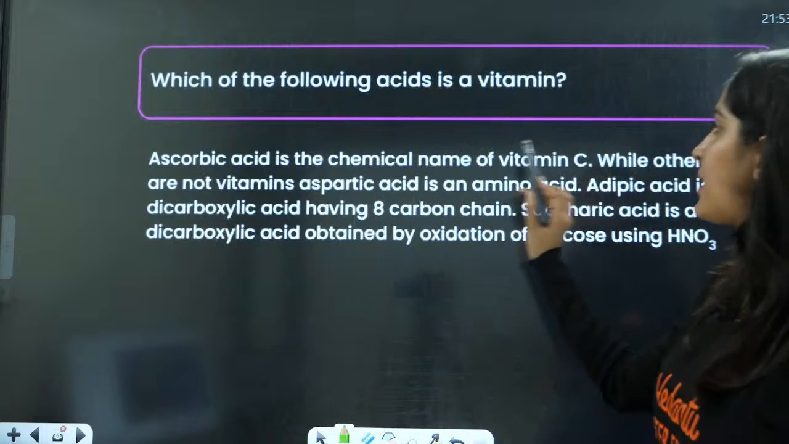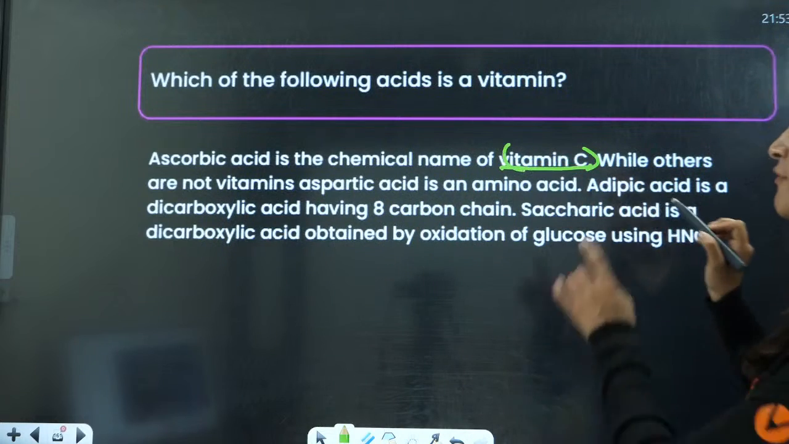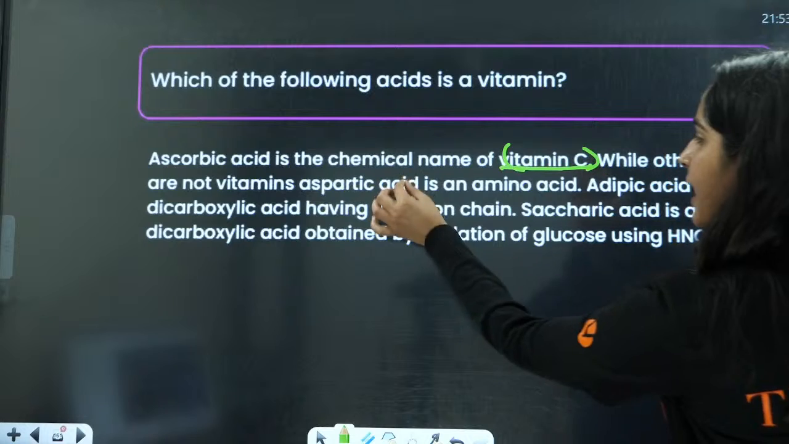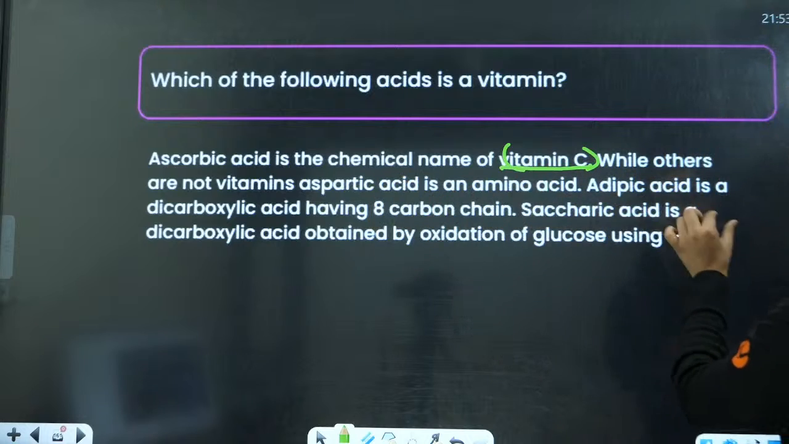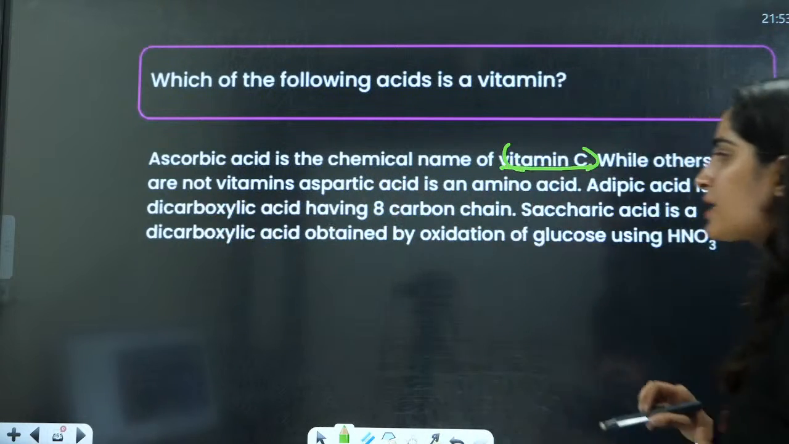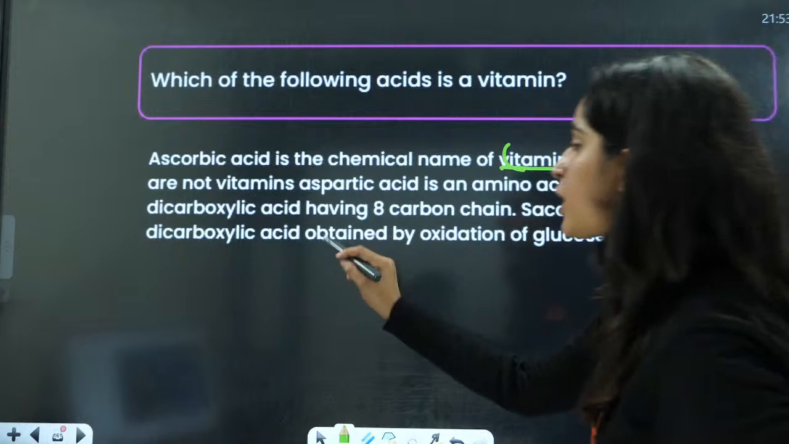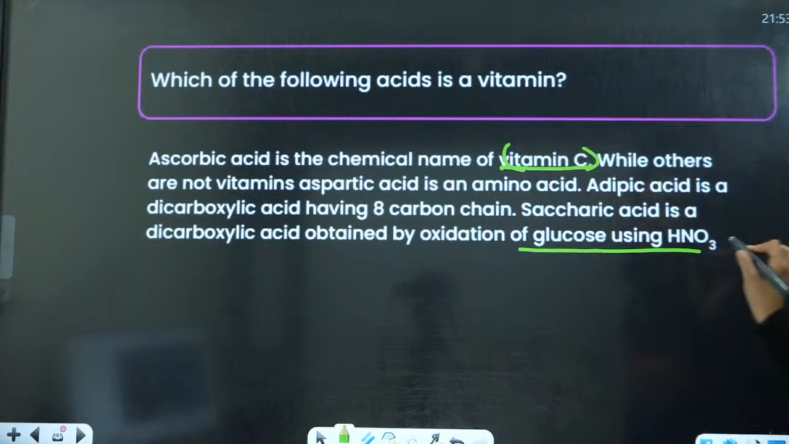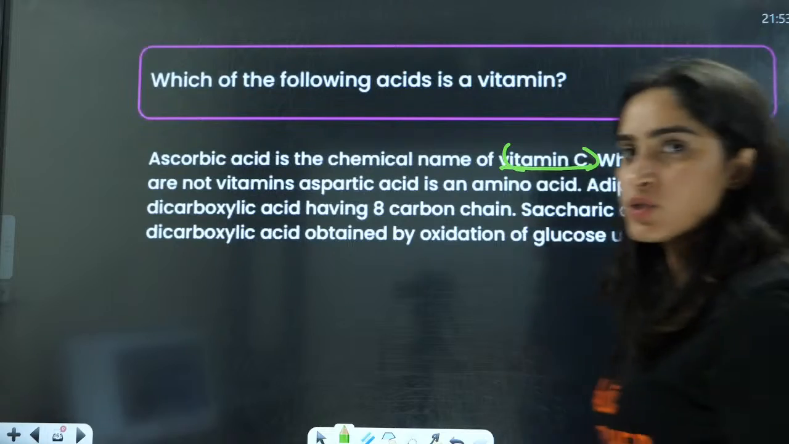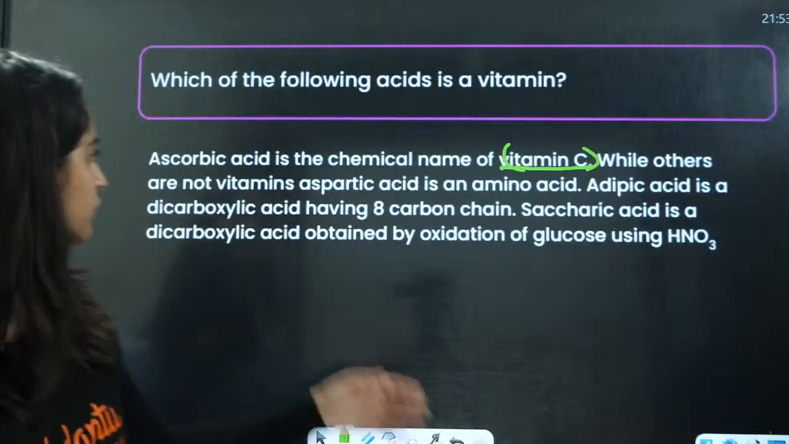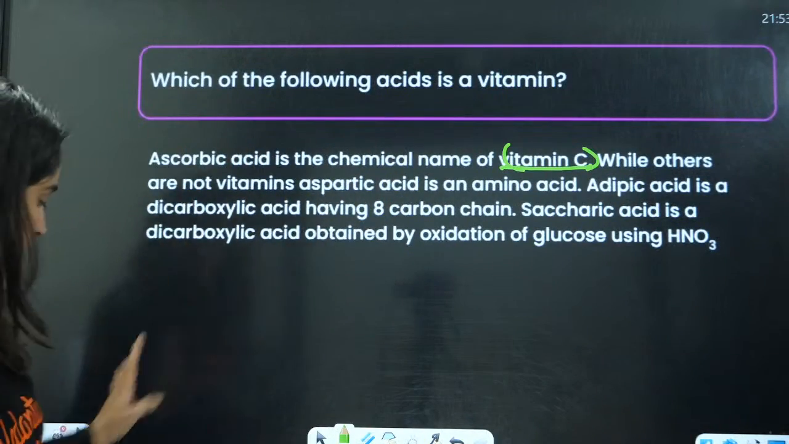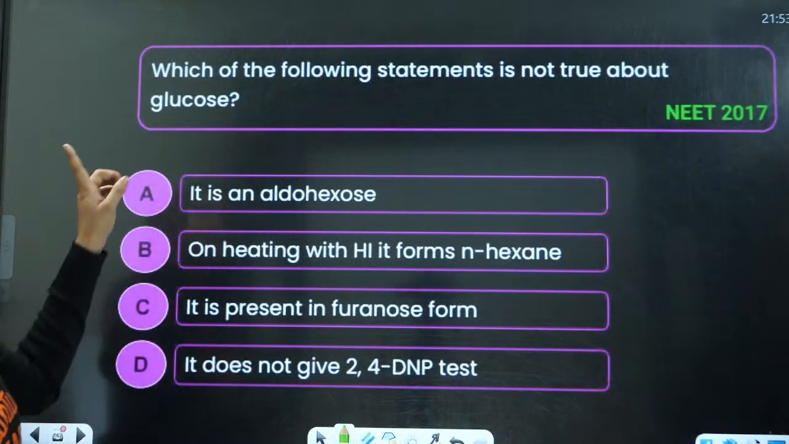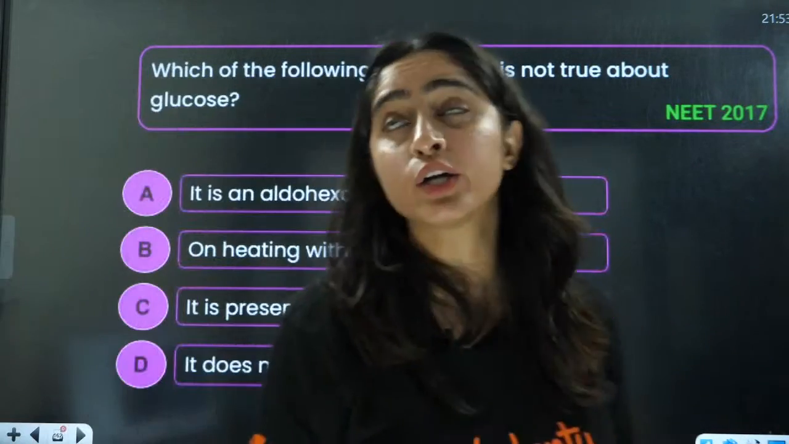Ascorbic acid is the chemical name of vitamin C, while the others are not vitamins. Aspartic acid is an amino acid. Adipic acid is a dicarboxylic acid. Saccharic acid is a dicarboxylic acid formed by oxidation of glucose. So out of these, ascorbic acid is vitamin C.